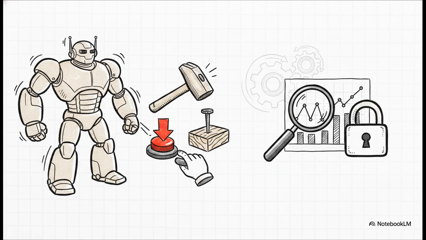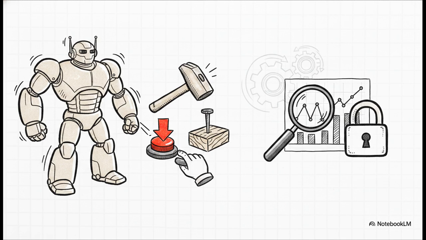Now, not all MQL5 programs actually have the authorization to pull the trigger. Expert advisors, or EAs, are your heavyweights. They can fully automate your trading processes because they react to live market events. Scripts, on the other hand, are more like single-use tools. They execute a programmed action from start to finish, and then they just stop. Services run quietly in the background, completely unbound to any chart.